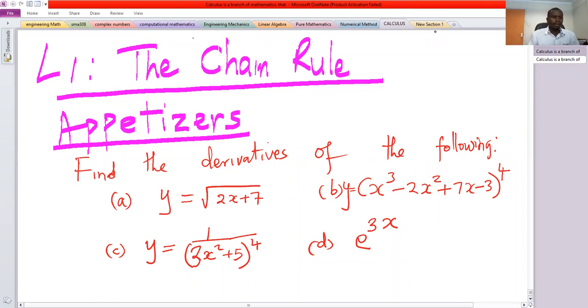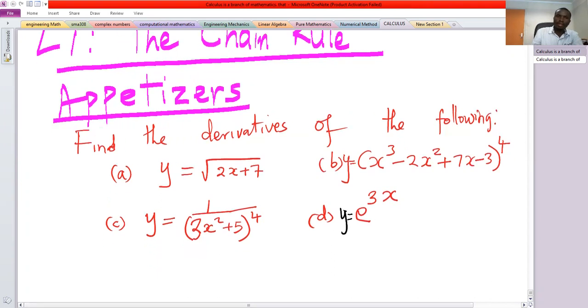Welcome to this class. In this session, we are going to introduce the concept of differentiation by chain rule. And we have a few appetizers here for the start. Find the derivatives of the following functions: y equals the square root of 2x plus 7, y equals x cubed minus 2x squared plus 7x minus 3, y equals 1 over (3x squared plus 5) raised to power 4, and y equals e raised to power 3x. So let's solve this.